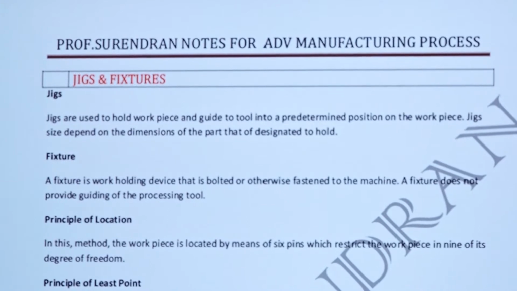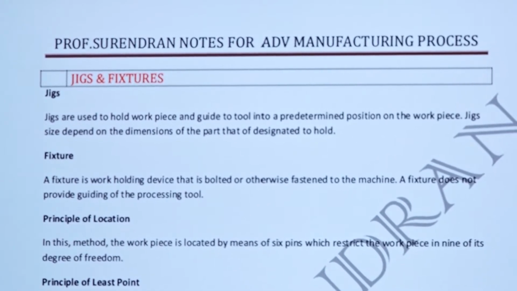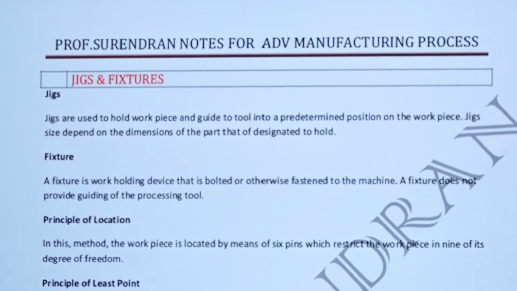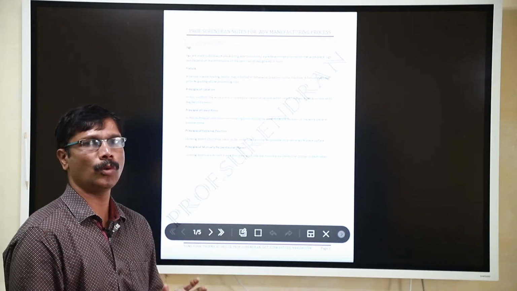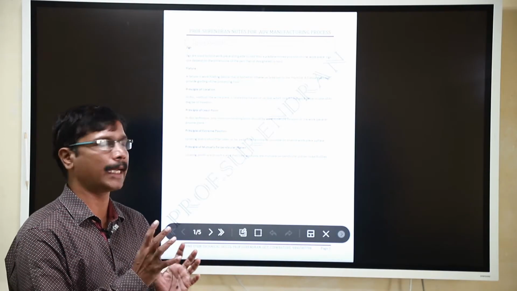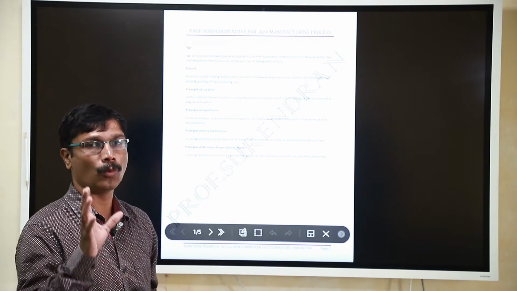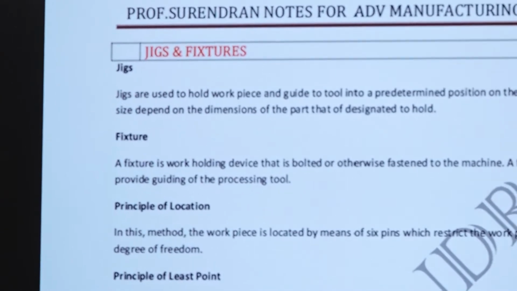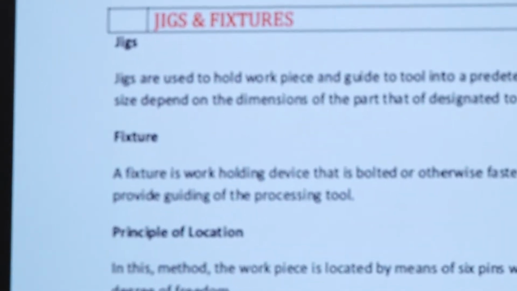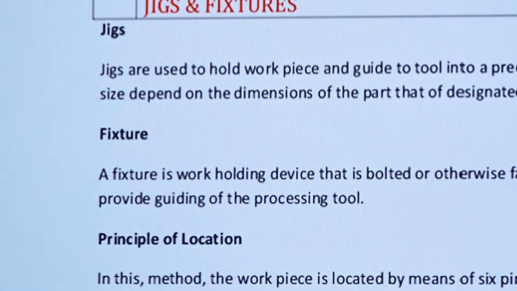Now we are going to discuss jigs and fixtures. First of all, we should know what is meant by a jig. A jig is used to hold the workpiece and guide the tool, so for both purposes, holding and guiding, the jig is used. The fixture is only a holding device. So we have to classify the difference between jigs and fixtures: hold and guide means jig, only holding means fixture.